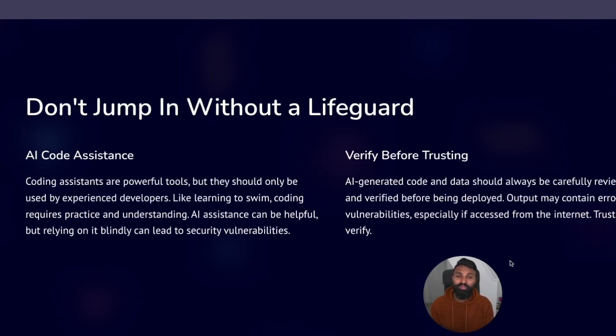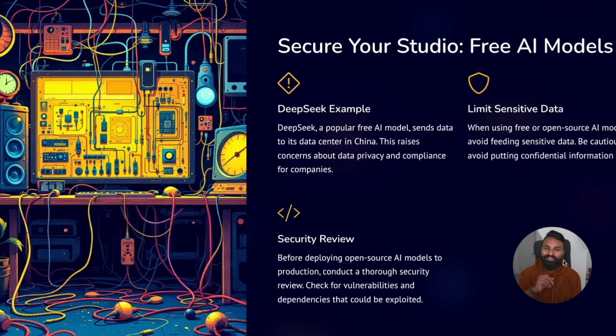My advice, if you're using something like a coding AI assistant, make sure you limit access of that only to senior developers who have done this hard yard before, who have been a lifeguard before, and who can actually verify that the code being produced is not exposing them to any weaknesses, especially if the application is going to be on the internet. Verify the code output being produced by the coding assistant before you copy paste it into your production pipeline. Number 3, secure your studio.